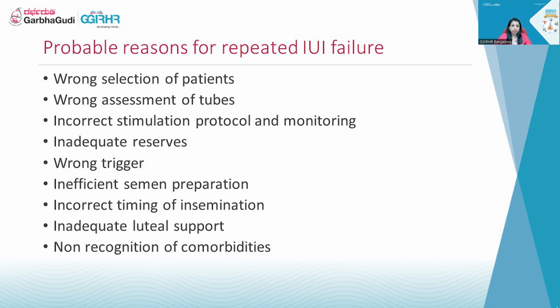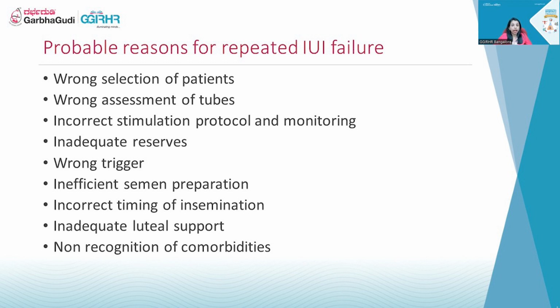The probable reason is, one, the wrong selection of the couple. The couple were never a suitable candidate for an IUI treatment. Patients who are actually candidates for IVF have been wrongly selected for an IUI treatment. Wrong assessment of tubes. Often the tubal assessment happens through an HSG, that is hysterosalpingography, or an SSG. This SSG or HSG might just tell whether the tubes are patent or not, that is whether they are open or not, but it does not determine the functionality of the tubes.